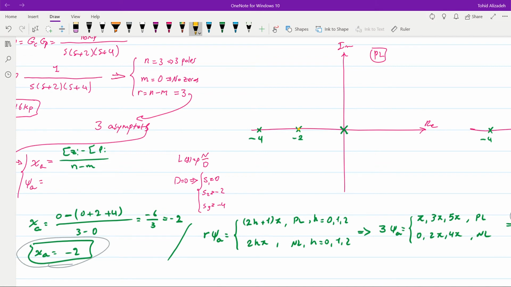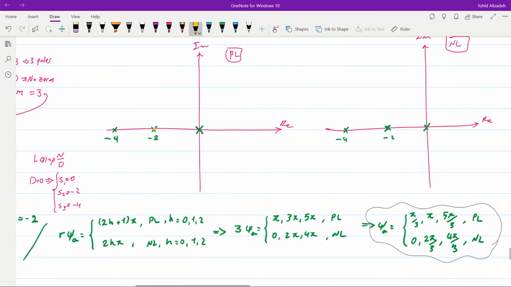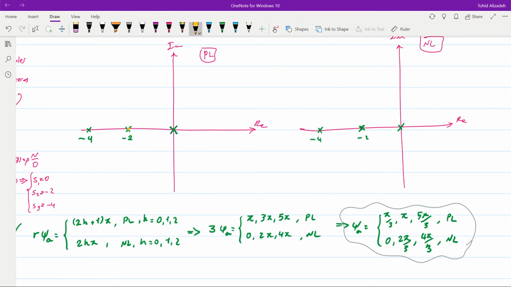Starting from this point, for the positive locus, we have the angles equal to pi, pi over 3, and 5 pi over 3. So this will be one asymptote with the angle of pi. This will be the second, or the other, asymptote with the angle of pi over 3. And then this will be the next asymptote with the angle of 5 pi over 3.